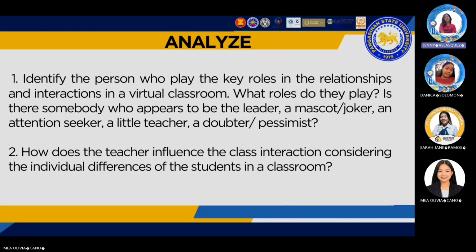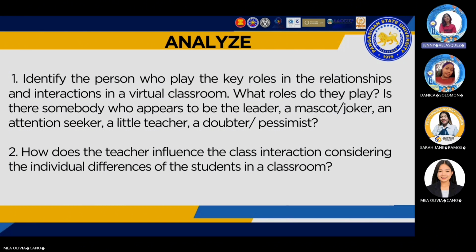As we observe, each learner plays a role in making the learning environment better. The teacher leads students by giving guidance, and to make the learning fun, a mascot or entertainer can bring humor. People who want attention feel good when recognized, and the assistant teachers support their peers. Additionally, there's also a doubter who asks thought-provoking questions, encouraging deeper thinking in the class.